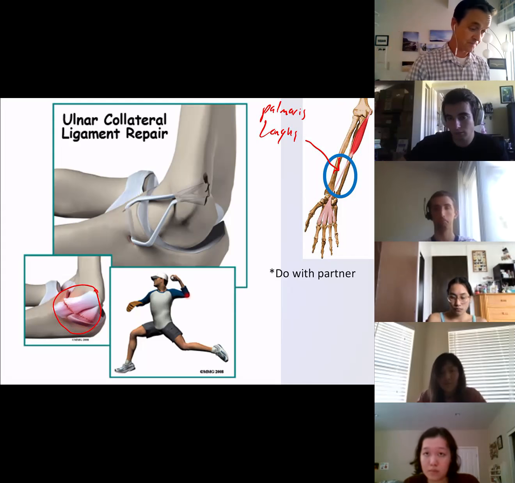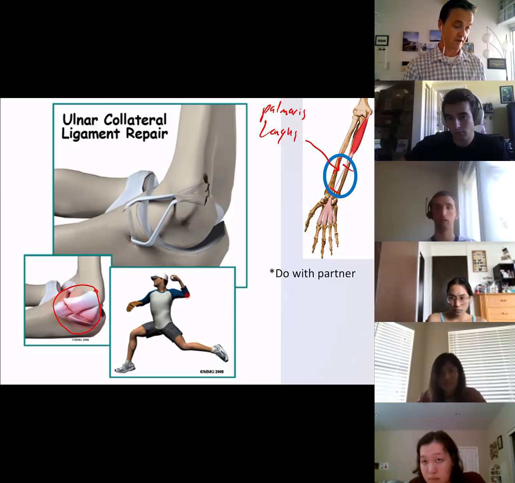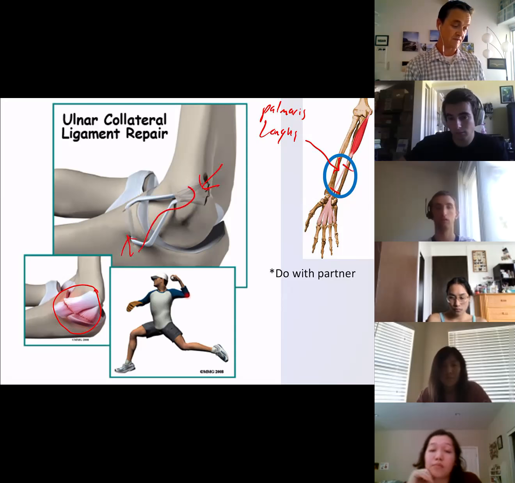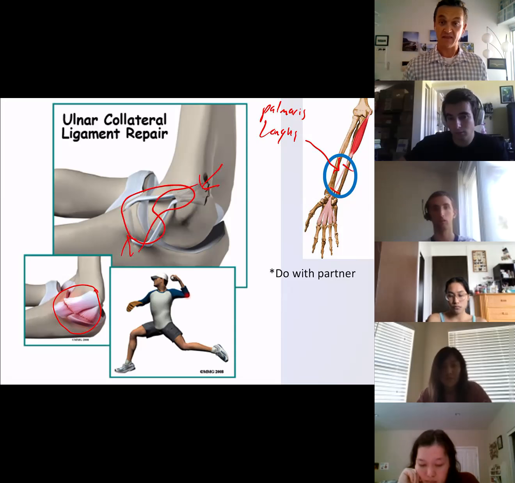So that's literally what they do. They cut the tendon here. They take that part of the tendon, and then they drill holes through the humerus and through the ulna right there, and then they weave this thing through in a figure 8 pattern, and that recreates the ulnar collateral ligament, and that's Tommy John surgery.